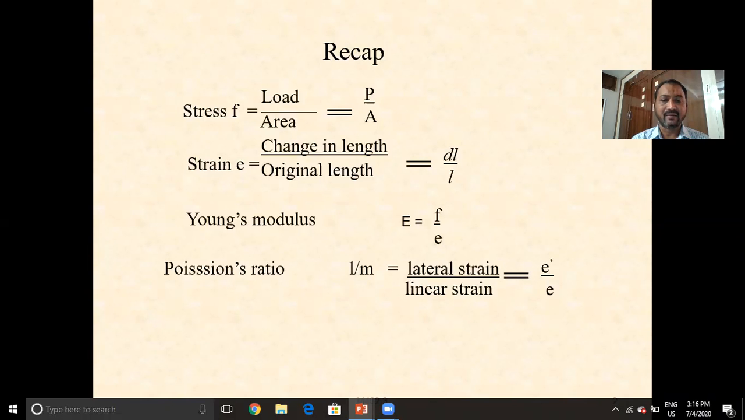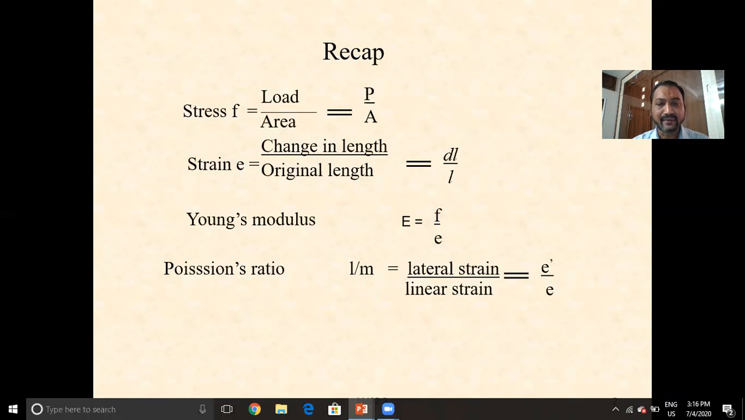The strain can be defined as the ratio of the change in length to the original length. The strain e is equal to delta L by L, where delta L is the change in length and L is the original length.